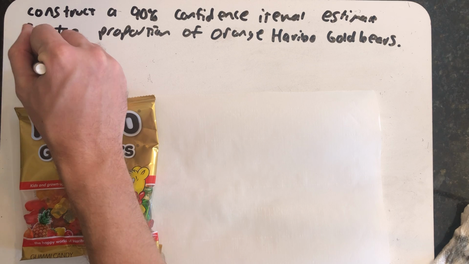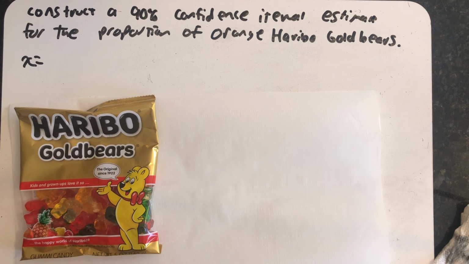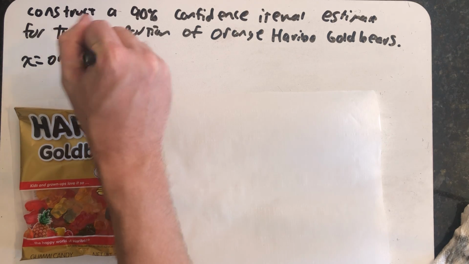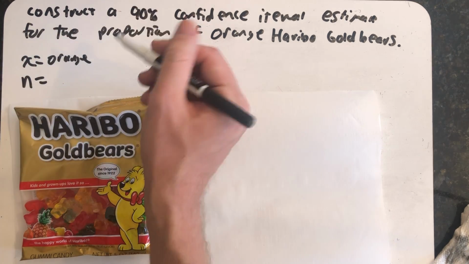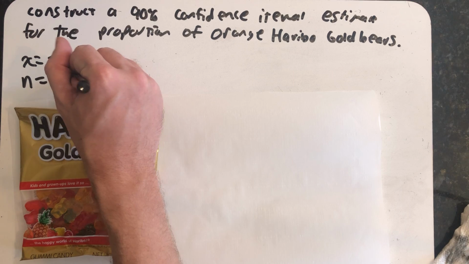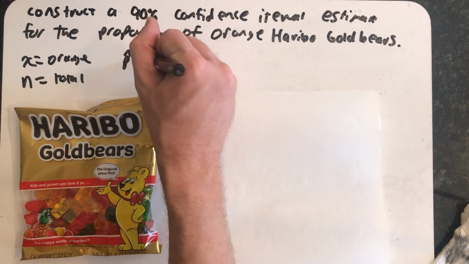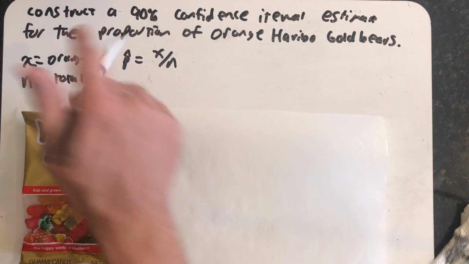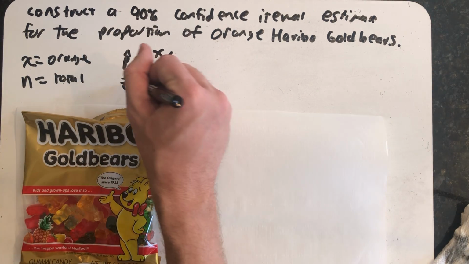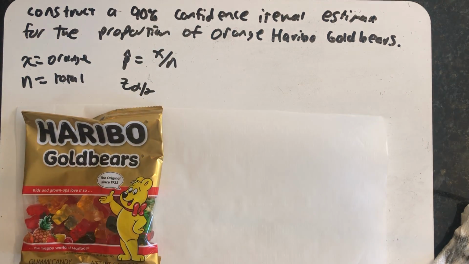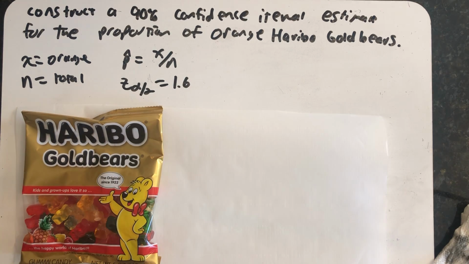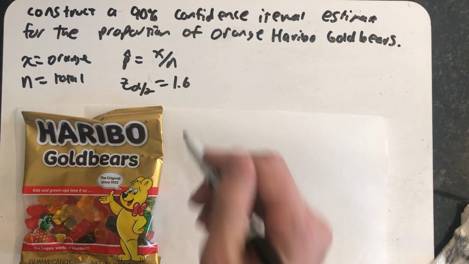Well, I'll need to know a value for X, and that will be the number of orange bears in here. I'll need to know a sample size, and that'll be the total number of bears. I'll use those two things together to calculate a sample proportion. And I already have a confidence level chosen of 90%, and so I need a value for Z sub alpha over 2, that critical value, and at the 90% level, that's 1.645.